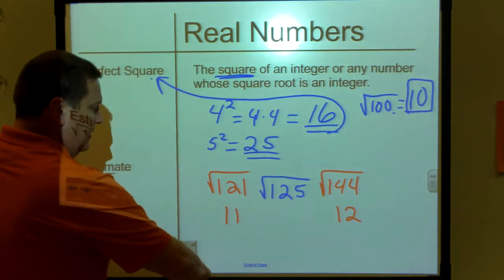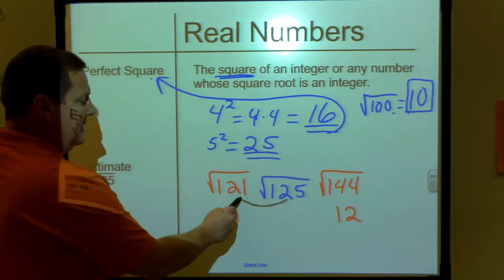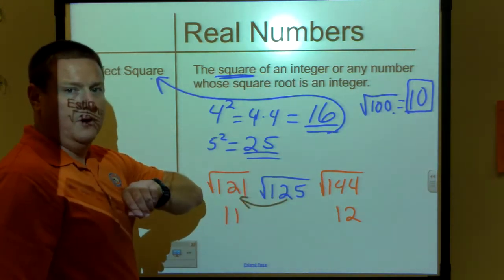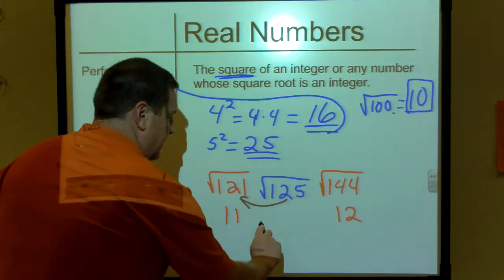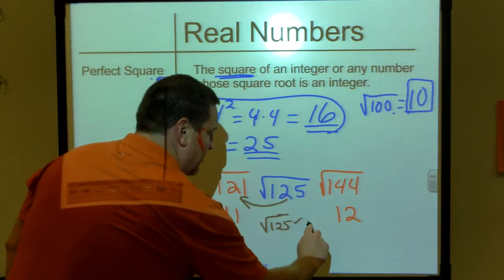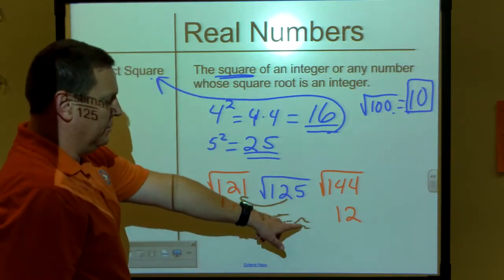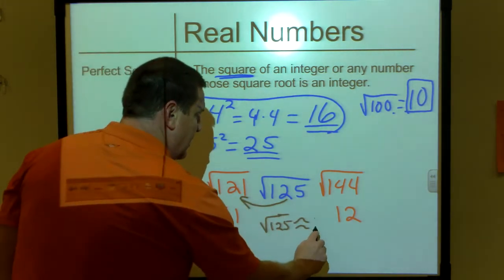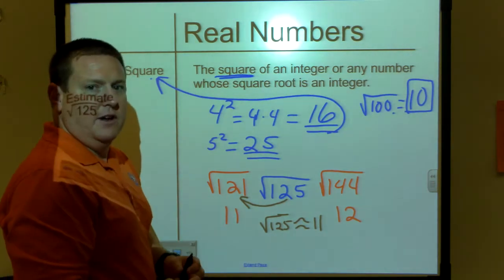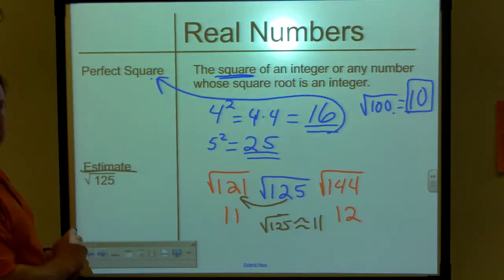Now if we look at the 125, we can clearly see it's much closer to 121 than it is to 144. So we're going to say that the square root of 125 is approximately, and this is not equal, approximately equal to 11. It's actually 11 point something, but we'll just call it 11 because we're just estimating.